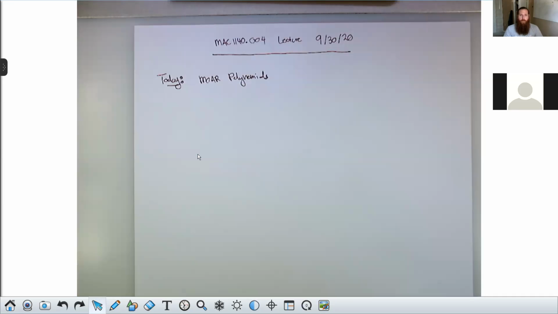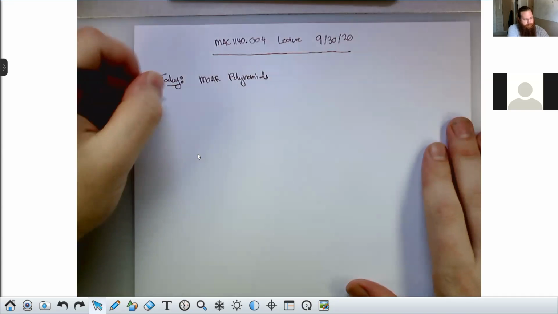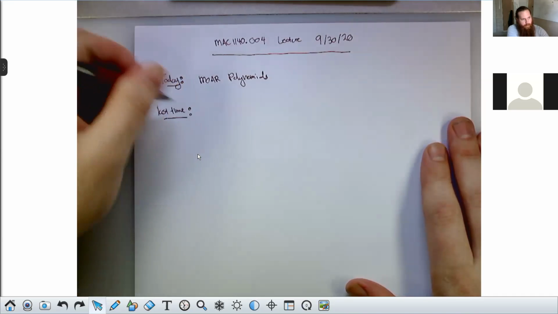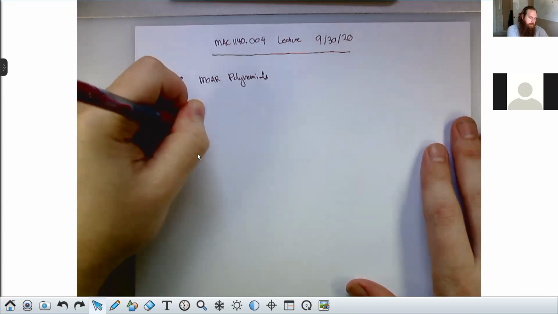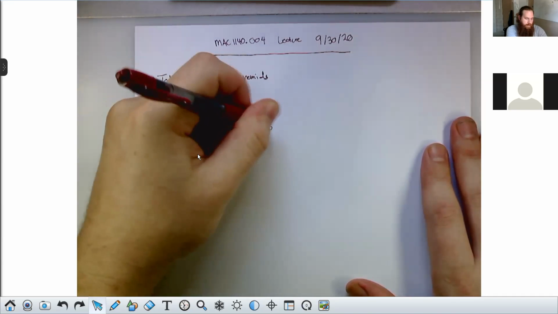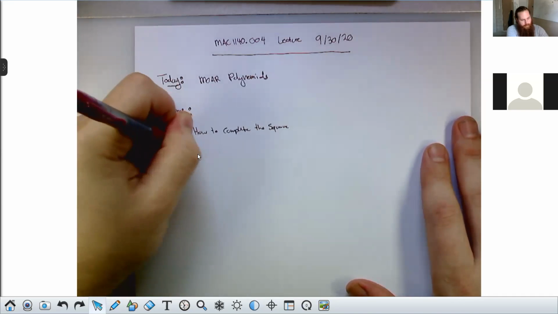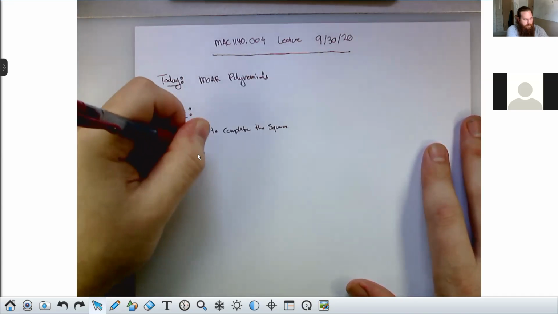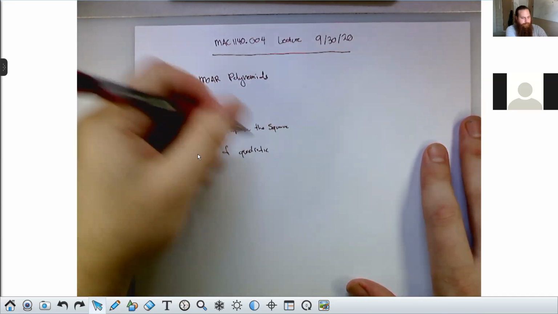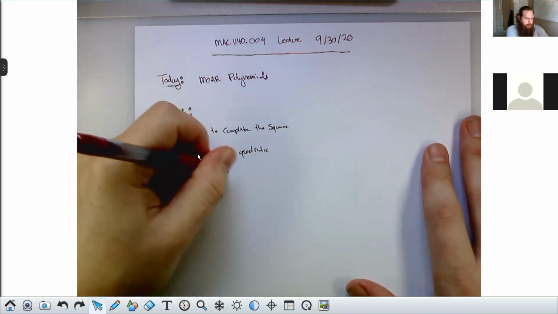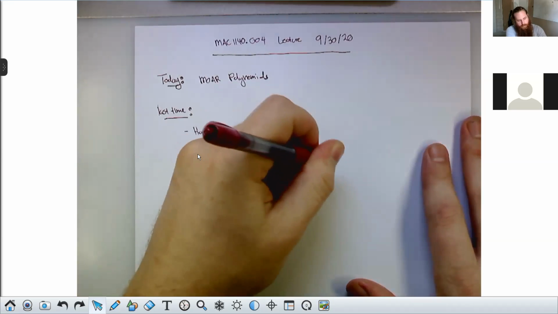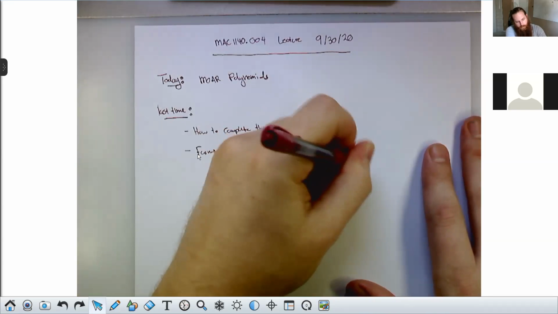Then we talked a little bit about end behavior. So last time, I'll give you a quick recap. We talked about how to complete the square. We talked about the forms of a quadratic: ax squared plus bx plus c, and a times (x minus h) squared plus k.